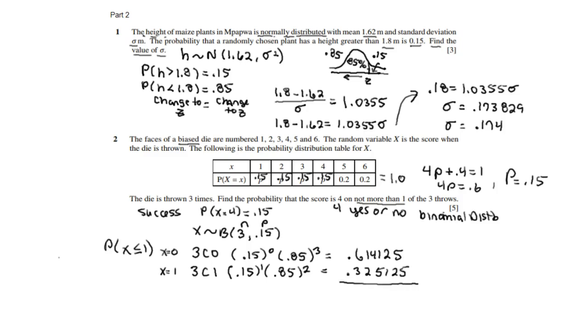And then when we add those two together, we should find out that the probability of both of those things happening, 0 and 1, is 0.939, 3 significant figures.